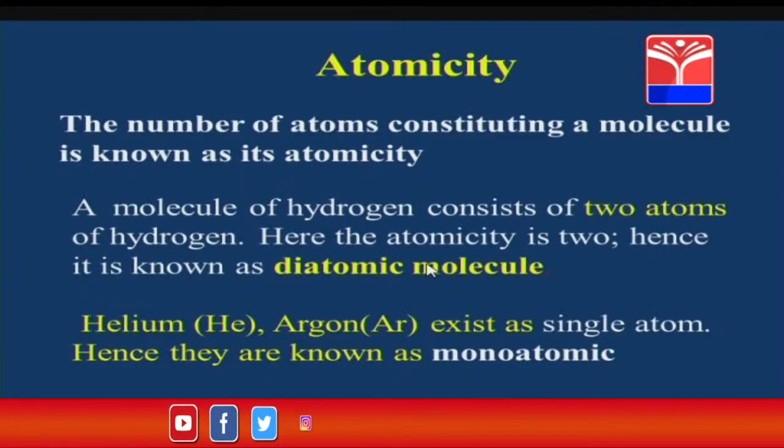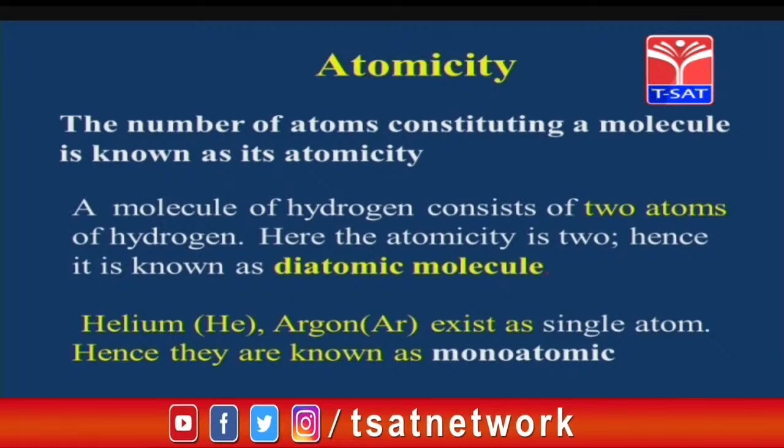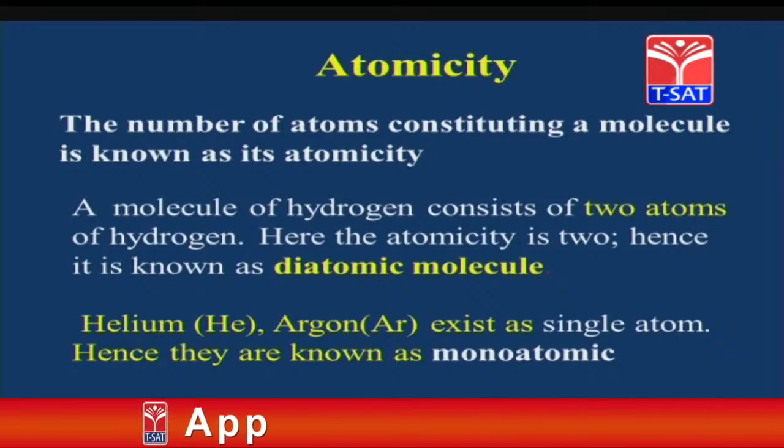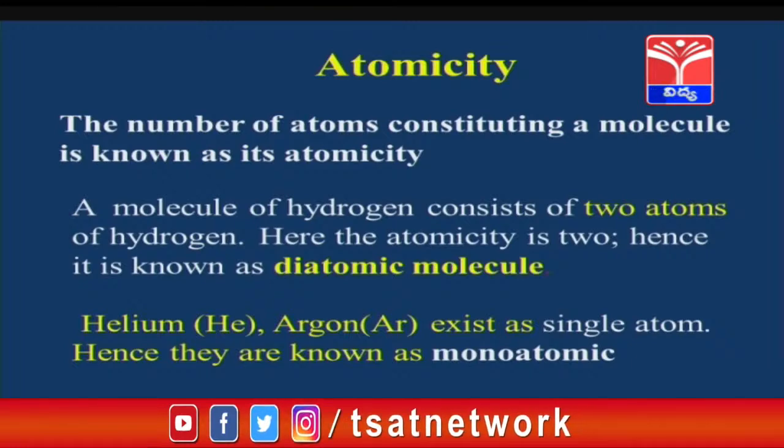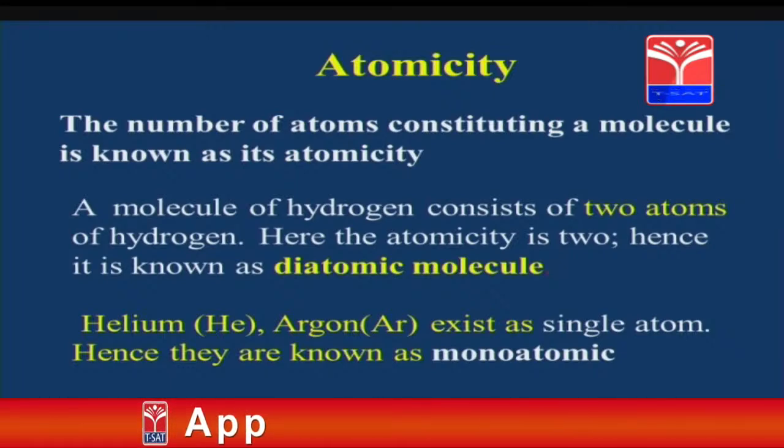In the same way, here are a few examples to explain atomicity. A molecule of hydrogen: in a hydrogen molecule 2 hydrogen atoms are there. That is why the atomicity of hydrogen is 2 and it is called a diatomic molecule. Hydrogen is known as which kind of molecule? Diatomic molecule. Why? Because in the H2 molecule 2 hydrogen atoms are there. In the same way chlorine: in chlorine 2 Cl atoms are there. That is why chlorine is also known as a diatomic molecule.